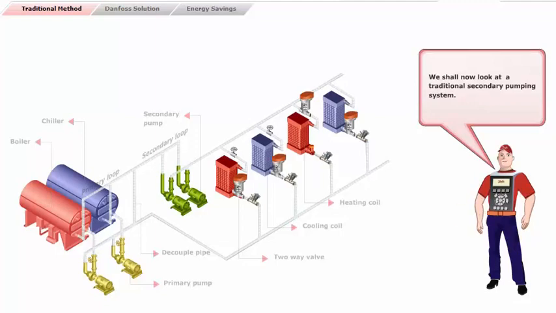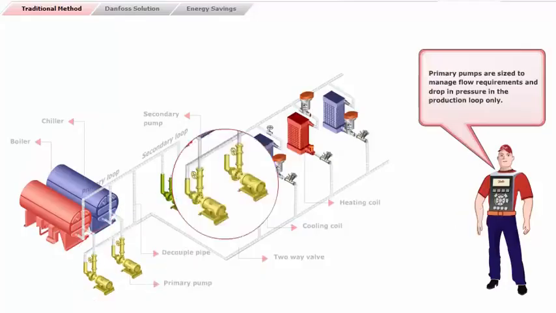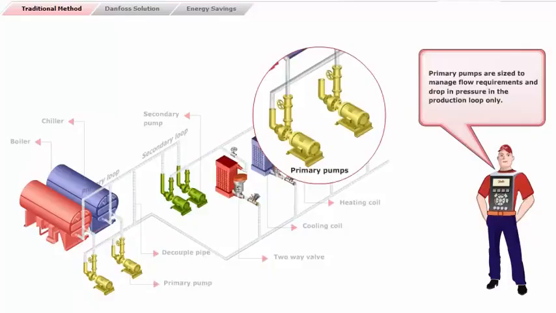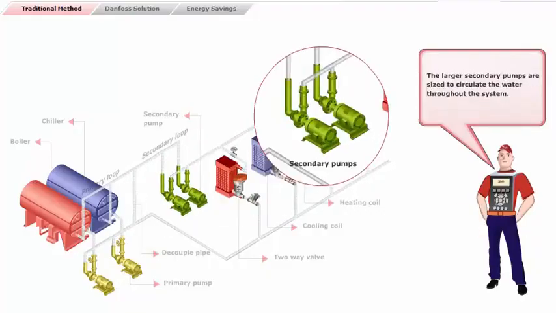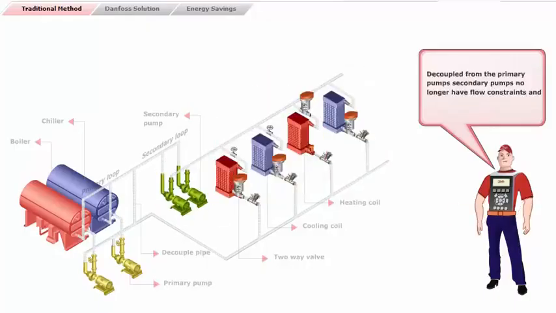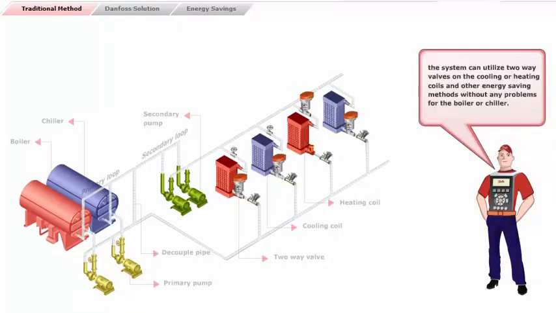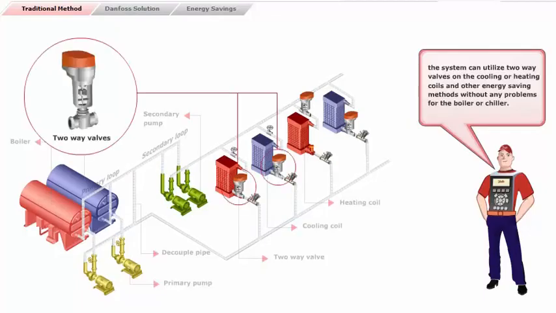We shall now look at a traditional secondary pumping system. Primary pumps are sized to manage flow requirements and drop in pressure in the production loop only. The larger secondary pumps are sized to circulate the water throughout the system. Decoupled from the primary pumps, secondary pumps no longer have flow constraints, and this system can utilize two-way valves on the cooling or heating coils and other energy-saving methods without any problems for the boiler or chiller.